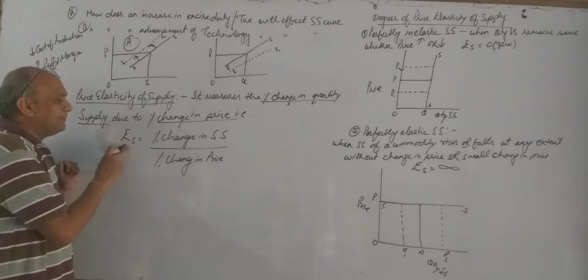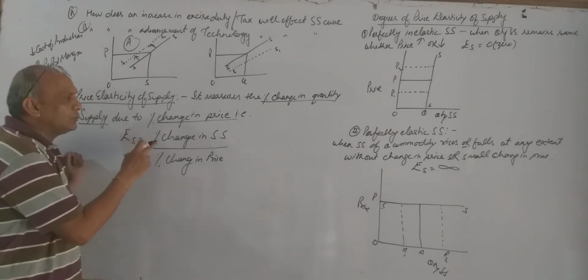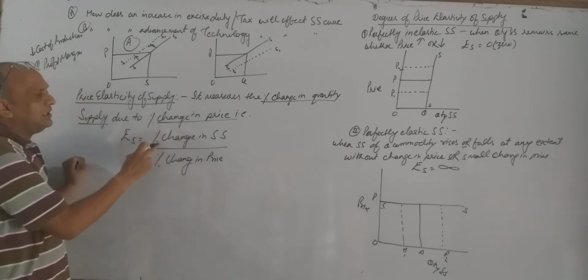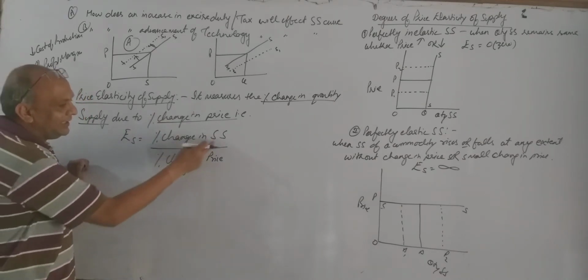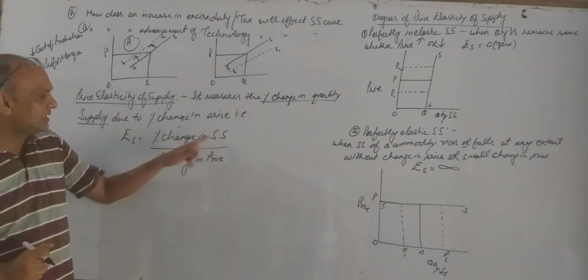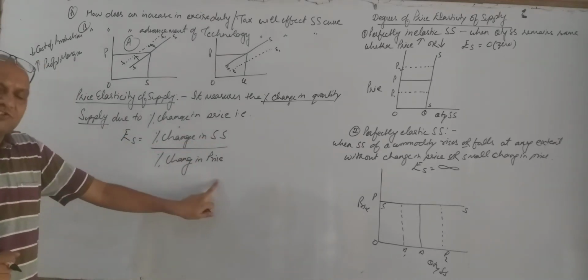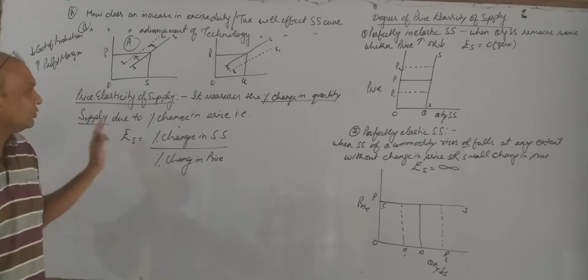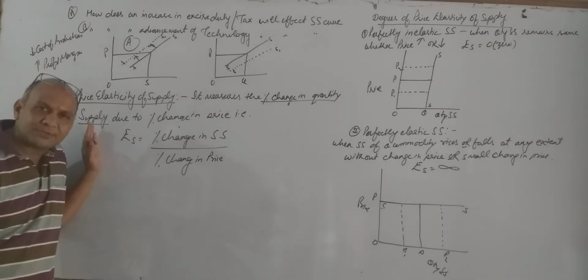And how to calculate price elasticity of supply? ES is equal to percentage change in quantity supplied divided by percentage change in price. This is known as price elasticity of supply.